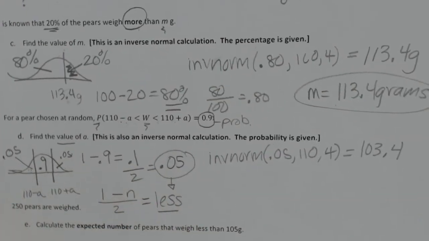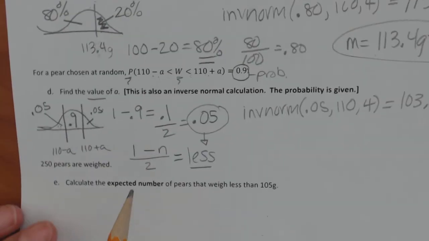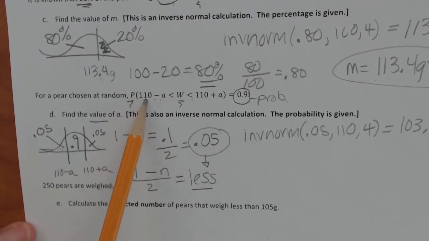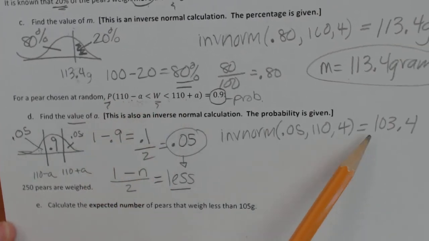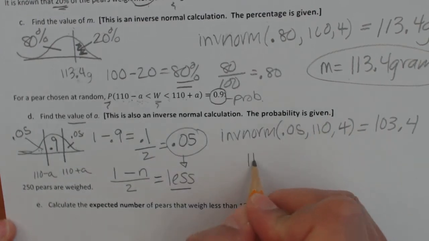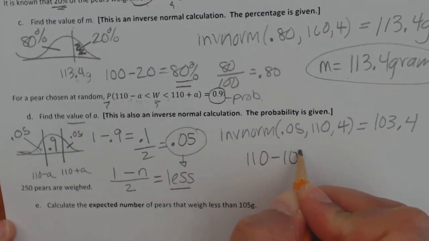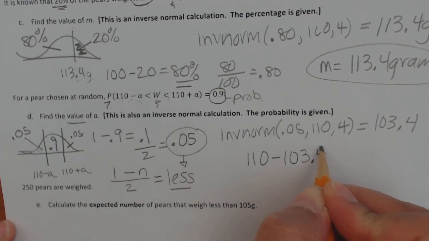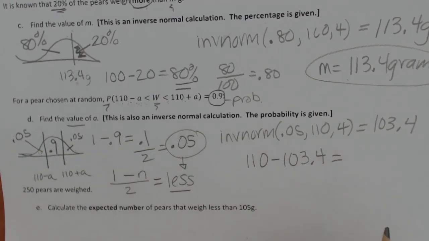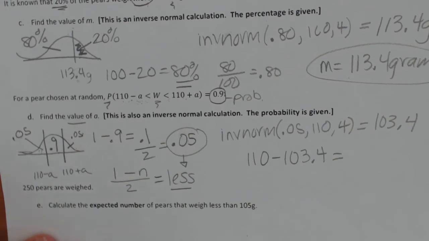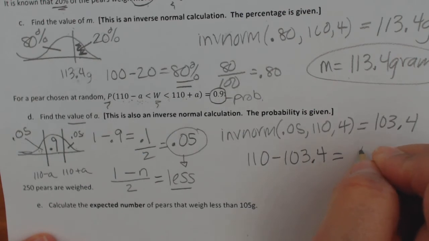There we go. Now, that's not our answer, because if you notice, it's 110 minus A. We need to find A. This is definitely not A. So there's one more step here. We're actually going to have to subtract 110 minus 103.4, and we are going to get 6.6.